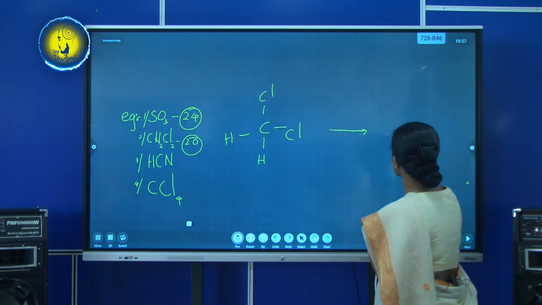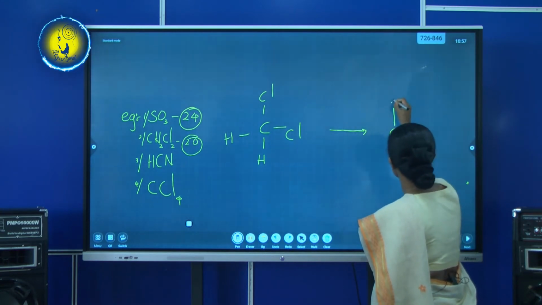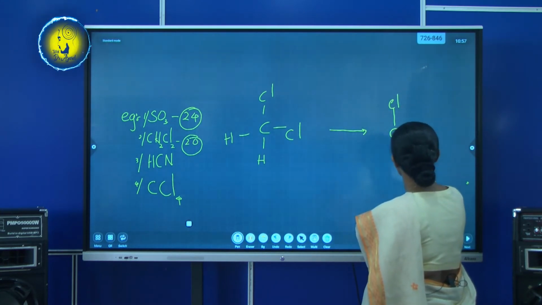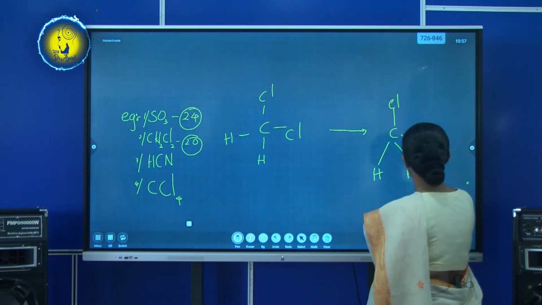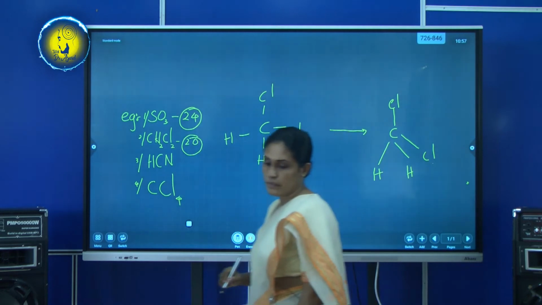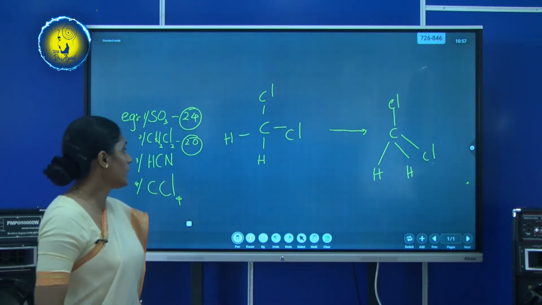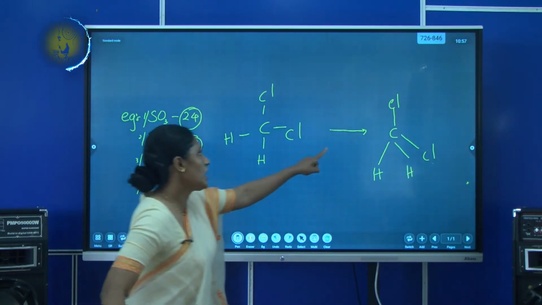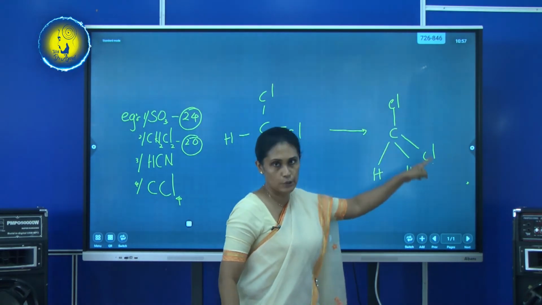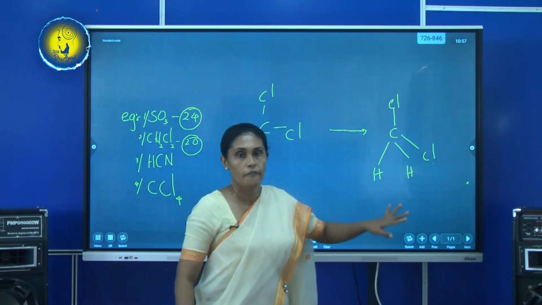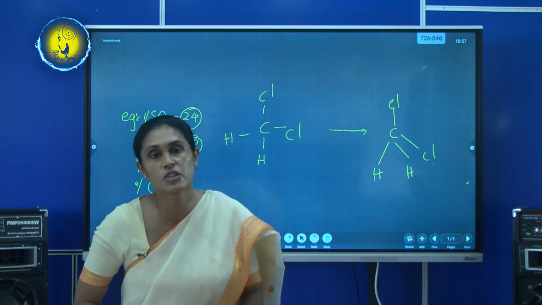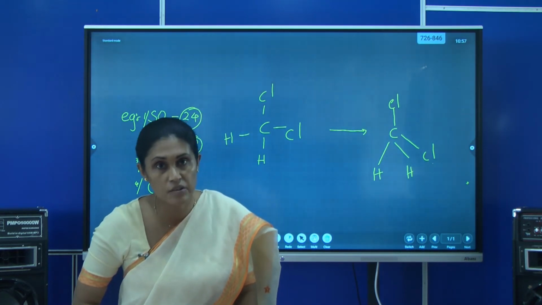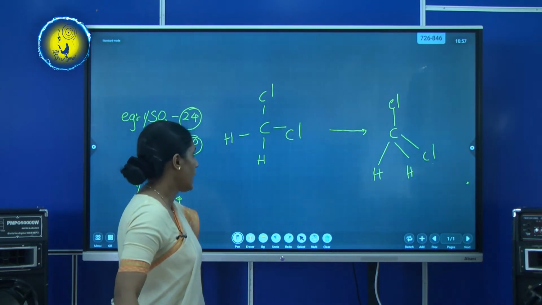This is the correct figure of drawing the dichloromethane. You can change the place where you have placed chlorine, no problem at all. We call this tetrahedral in shape. Tetrahedral in shape. Right?